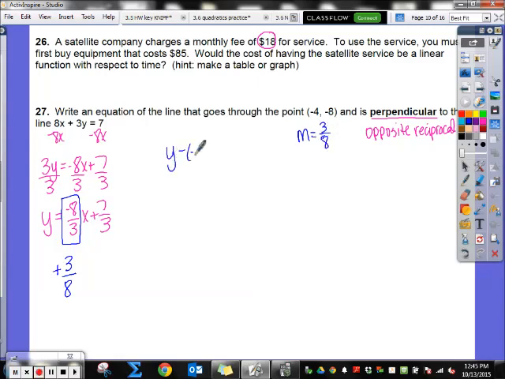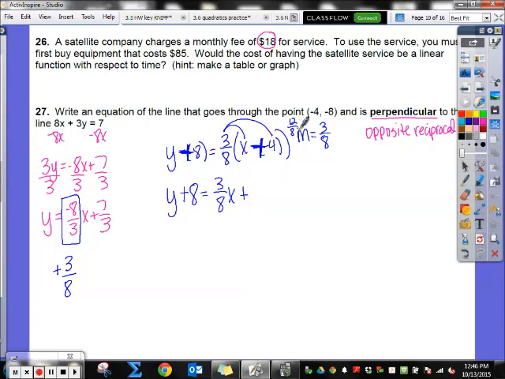So we have y minus -8 equals 3/8 times x minus -4. I'm going to go ahead and change my double negatives to positives, and I'm going to distribute, because I'm going to go all the way to slope-intercept form because it just says equation. So y plus 8 equals 3/8 x plus, that's going to be 12/8, which reduces to 3/2.